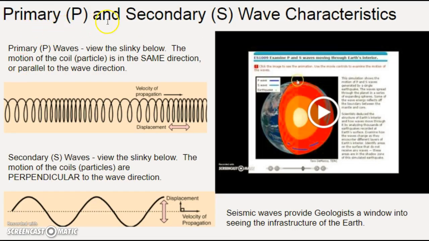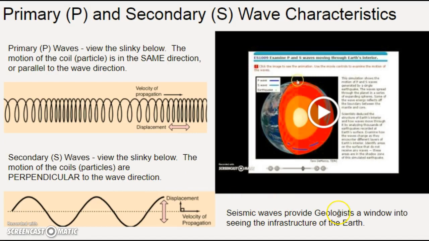So recall that primary and secondary waves: primary waves move parallel, or in the same direction. Let's imagine this slinky coil. If this wave is moving left to right, the coils are going to move left to right. The motion of the coil is in the same direction, or parallel, to the wave direction. Whereas secondary waves, if this is moving from left to right, the rope or coils are going to be moving perpendicular to the wave direction.